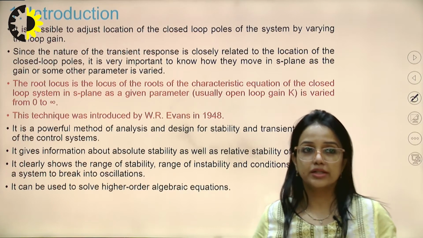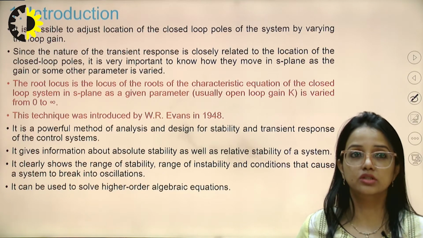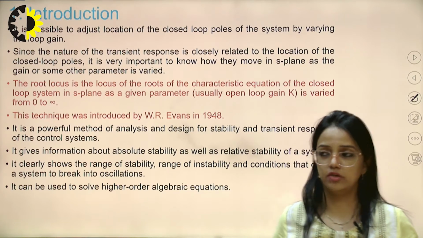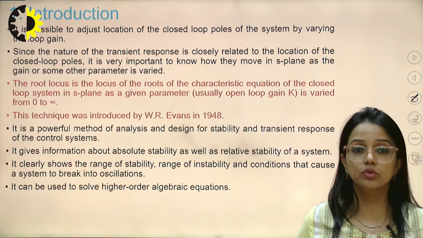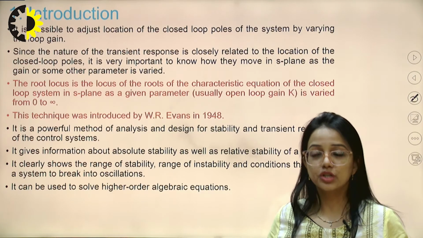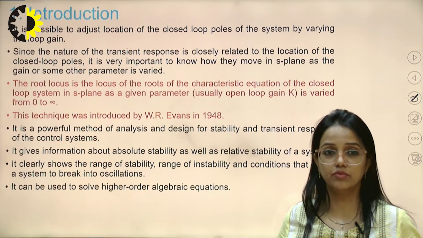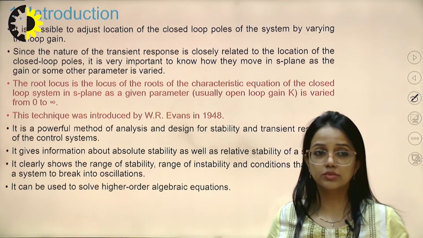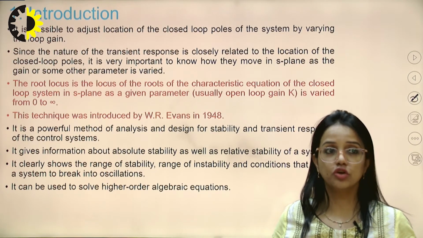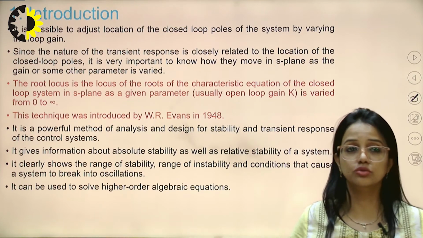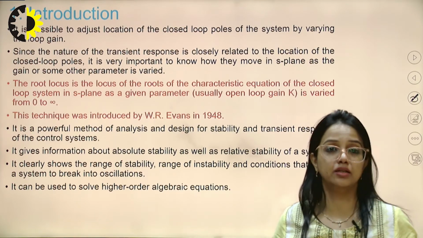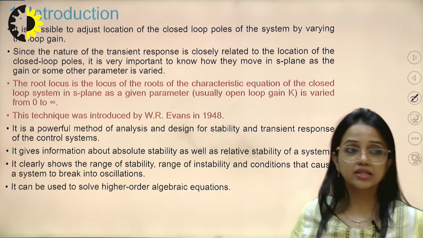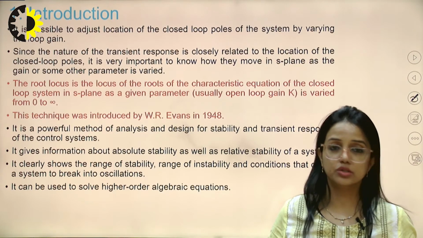It is possible to adjust location of the closed loop poles of a system by varying the loop gain. So what do we do? We can of course change the loop gain, and we can make changes in the gain term, like we say H(s), sometimes we call it G(s). Since the nature of transient response is closely related to the location of closed loop poles, it is very important to know how they move in S plane. Actually, the poles do move in S plane as the gain or some other parameter is varied.